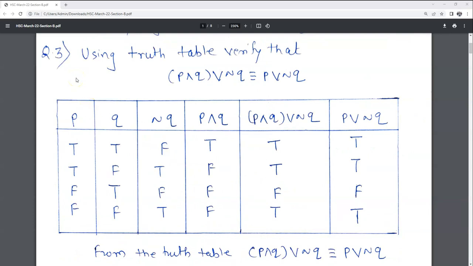Now why is this saying question 3? Because question 1 and question 2 were a part of section A. So this is a continuation of that. That's why this is question 3. So it says: using a truth table, verify that (P and Q) or negation of Q is equivalent to P or negation of Q.